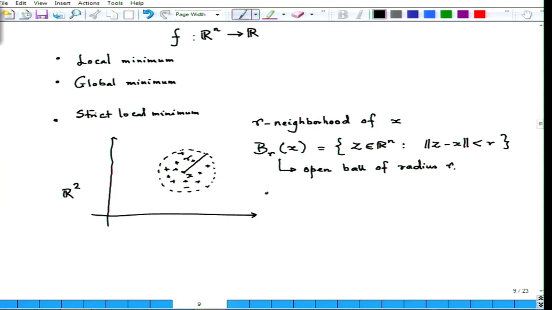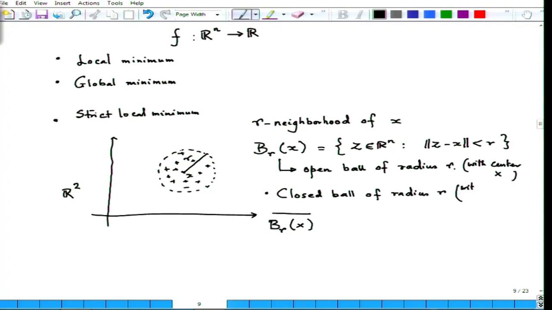Of course, you can similarly draw one's attention to the closed ball of radius r. This is usually symbolized with radius r and center x in this case. This is nothing but all z in Rn such that the norm of z minus x is less than or equal to r. You did not have the equality there.